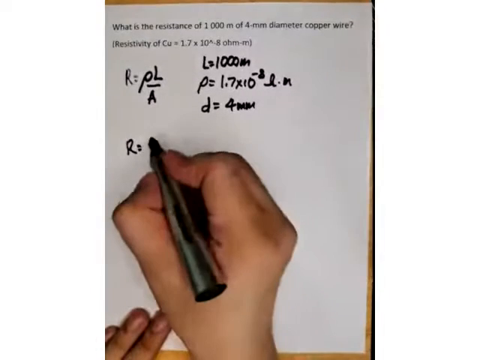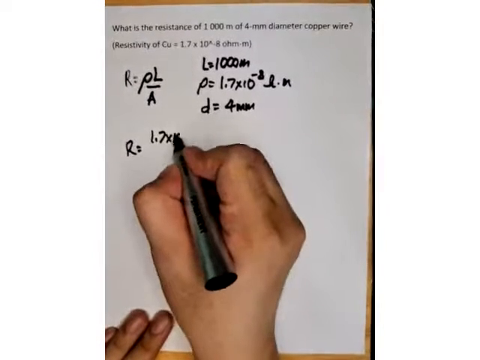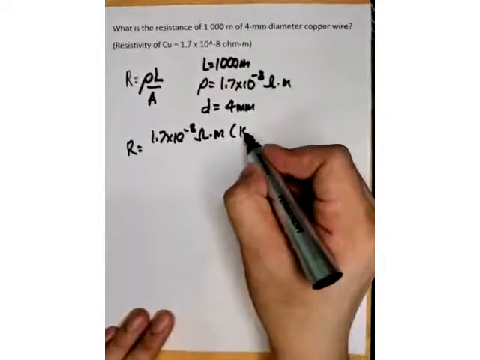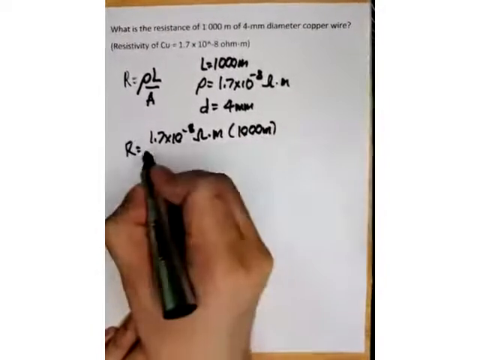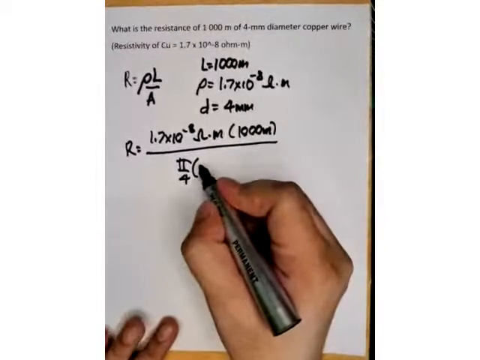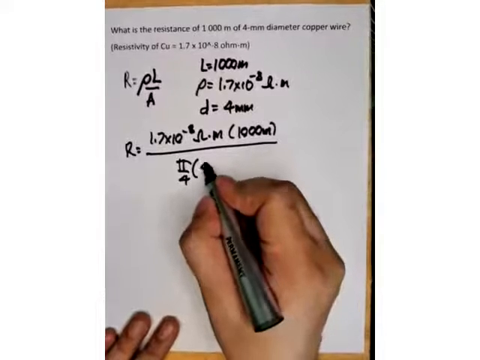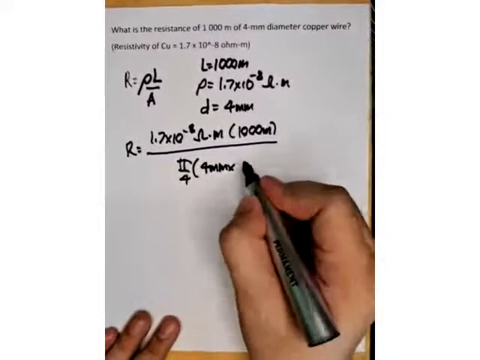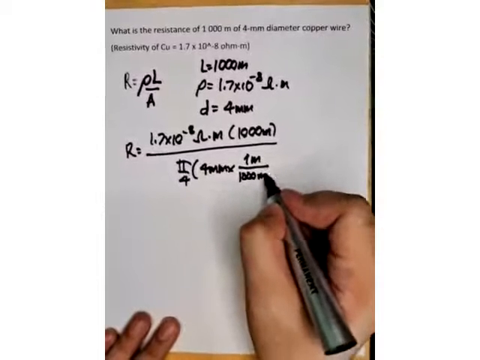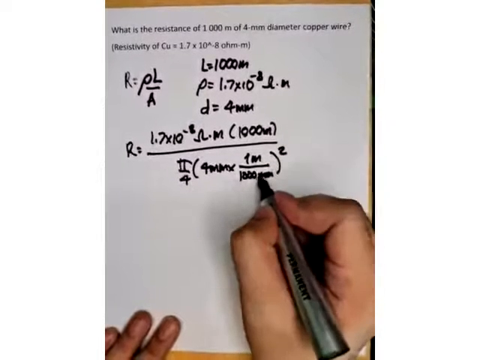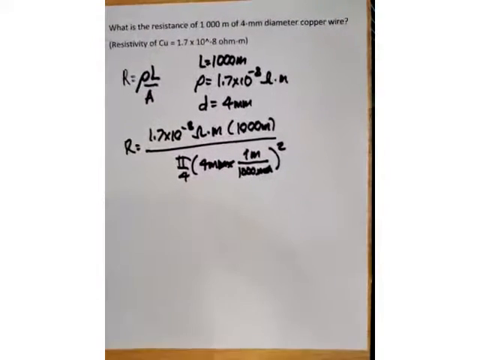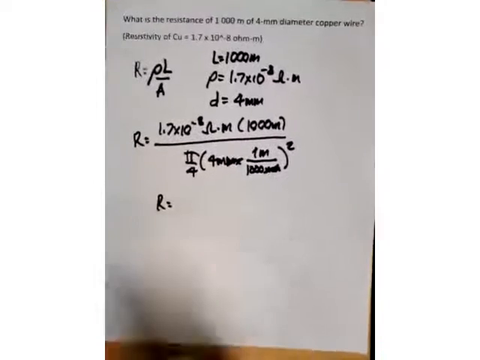So, that's equal to 1.7 times 10 raised to negative 8 ohm meter times 1,000 meters all over pi over 4 times 4 mm squared, times, for 1 meter, we have 1,000 millimeter. Cancel. Okay, so what's the resistance?